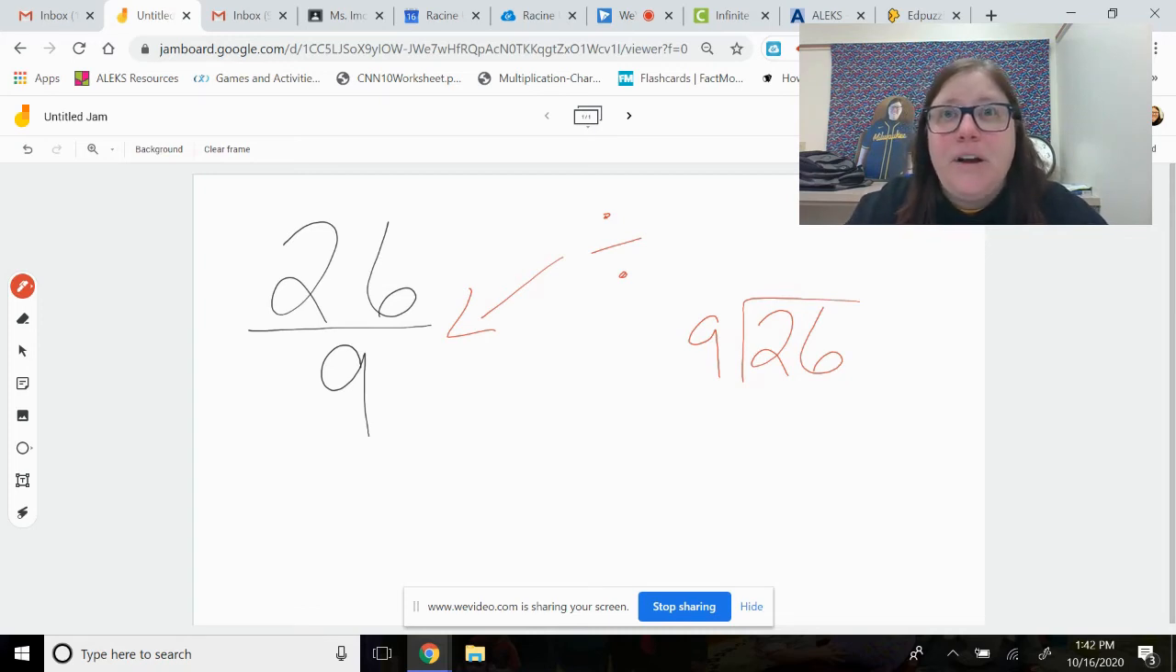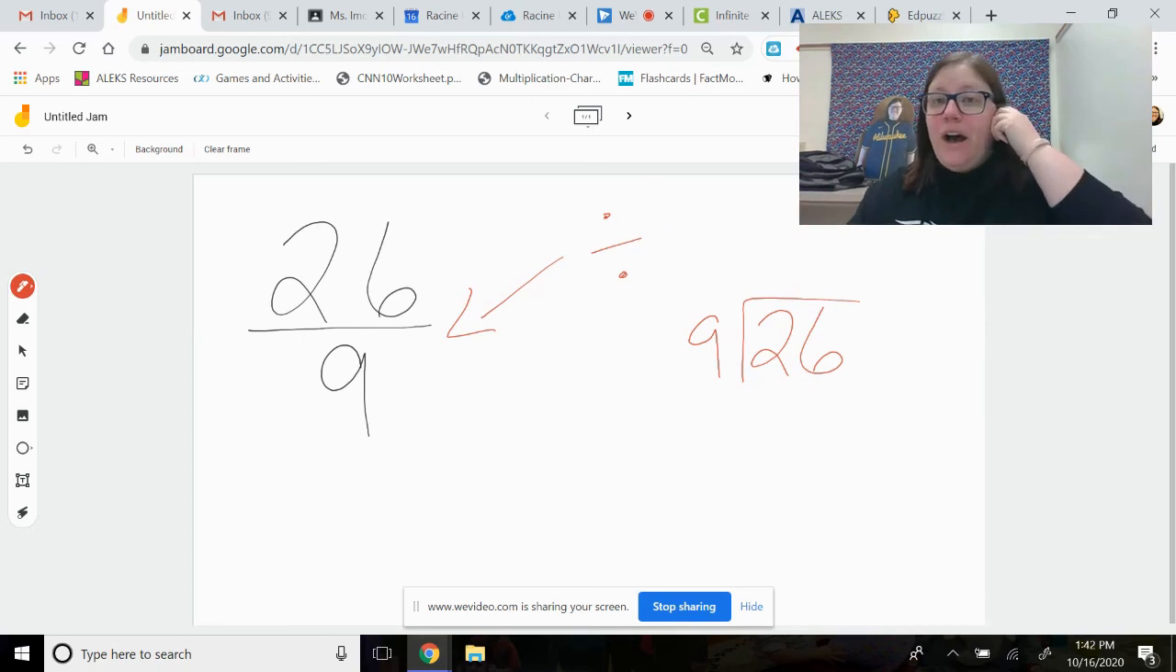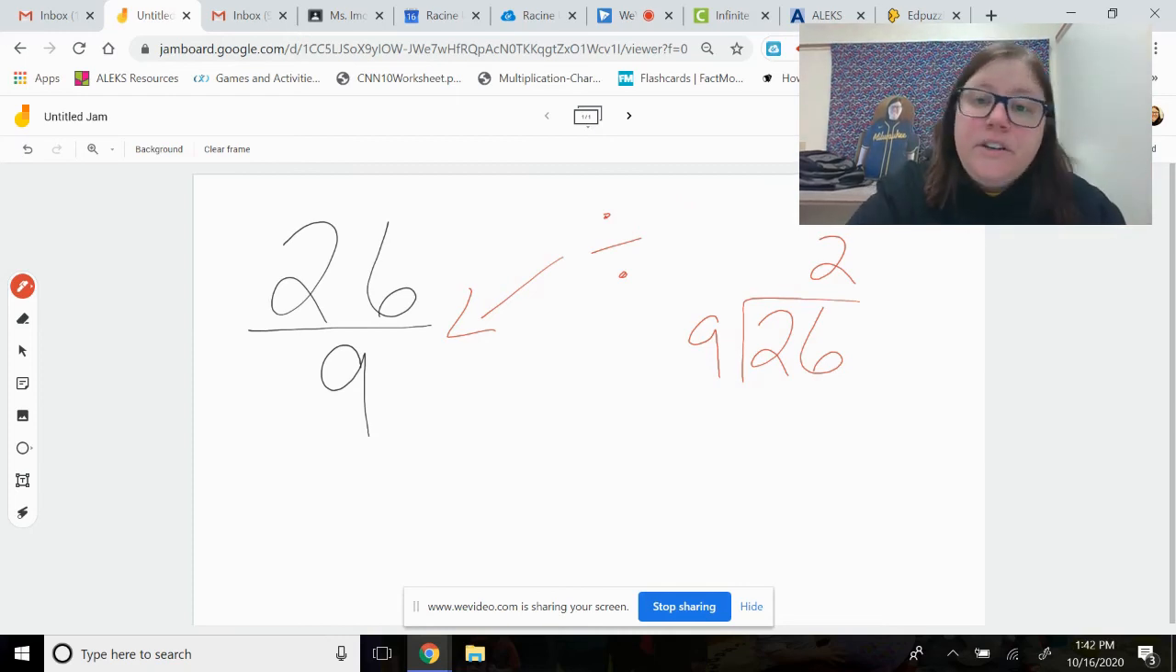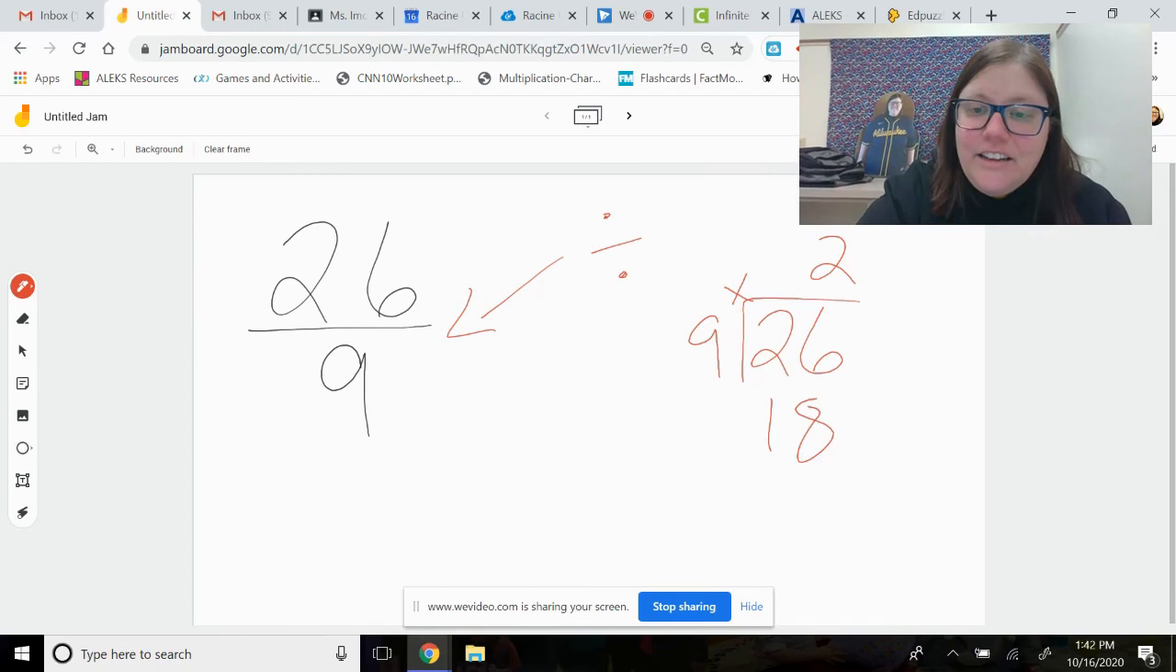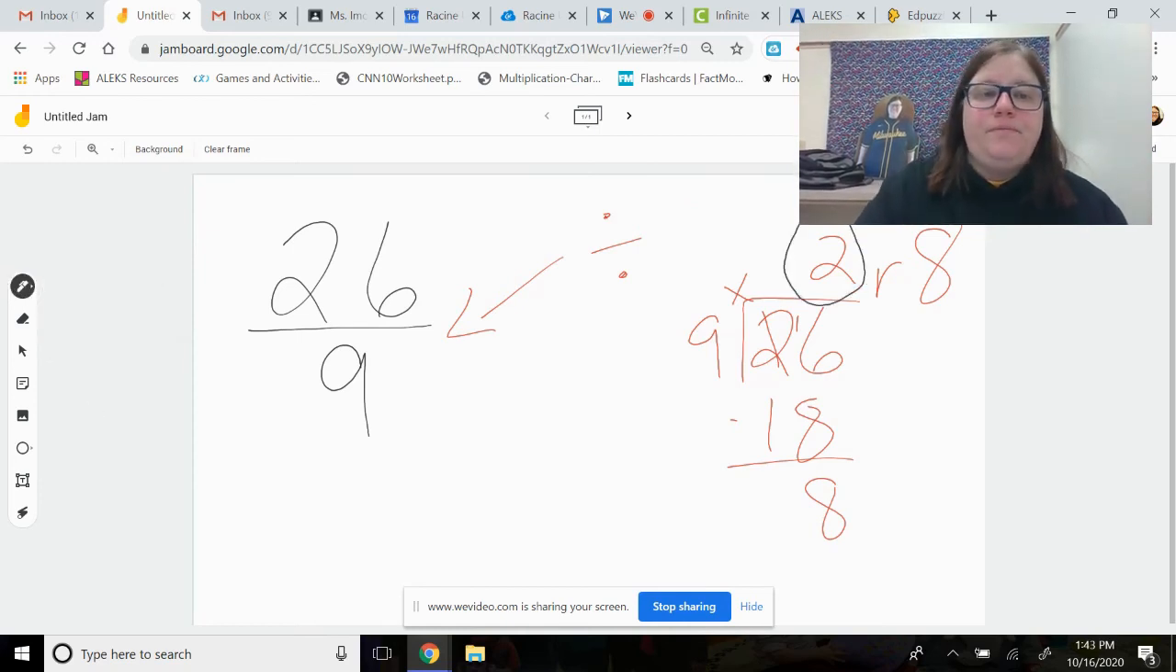So if I think about my multiples of 9, let's see, 9 times 1 is 9. 9 times 2 is 18. 9 times 3 is 27, too big. So I have to go 9 times 2. And if you want to write out your multiples to figure that out, do it. It helps. So I'm going to multiply 9 times 2, I get 18. And I'm going to subtract. I have to borrow and give. 16 minus 8 is 8. That becomes a remainder.